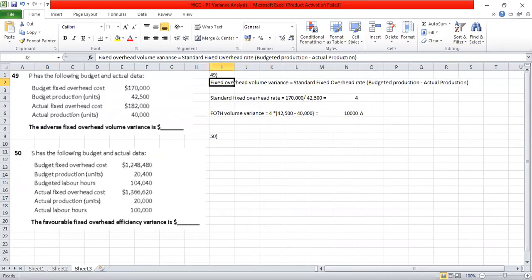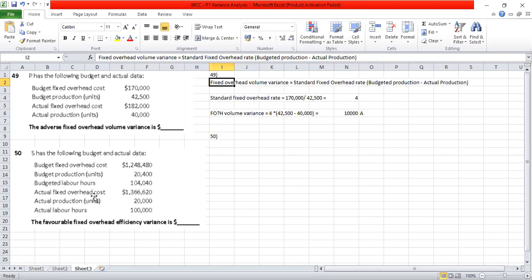Here also we are asked to find out the efficiency variance. Efficiency variance is about how many hours were used, because we have the details given about the hours. The budgeted labor hours are given as 104,040. The actual labor hours are given as 100,000. So can we straight away start with 104,040 minus 100,000 applied at the standard rate?